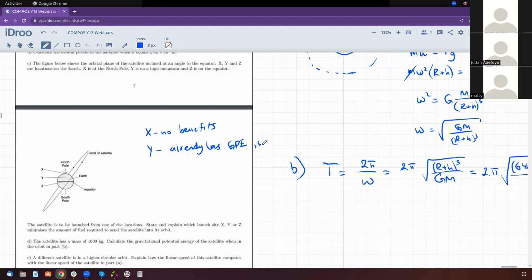So less fuel. Also, it has some speed, some kinetic energy due to the rotation of the Earth. And finally, less air resistance.